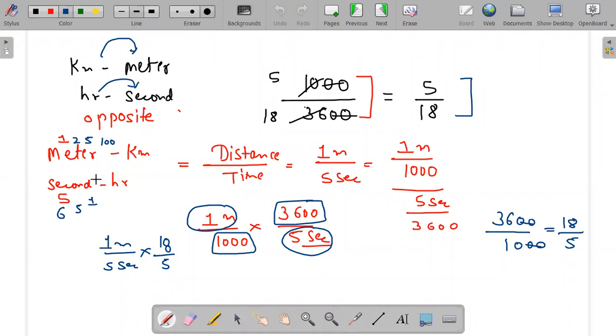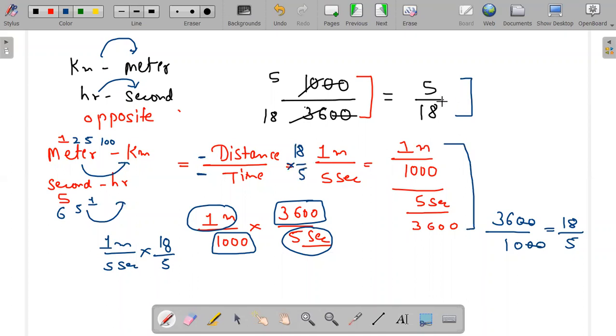But if you have something just opposite, when you have to convert meter into kilometer and second into hour, then you can directly multiply. Without going through this long procedure, just write meter upon second, that is distance upon time, and directly multiply this with 18 upon 5.